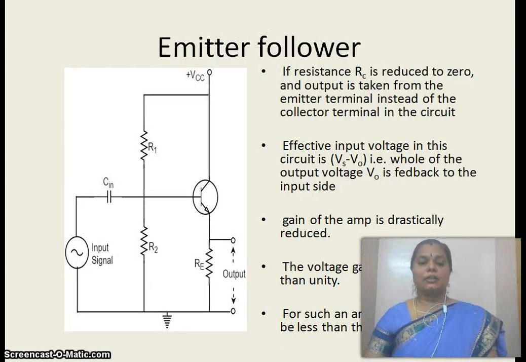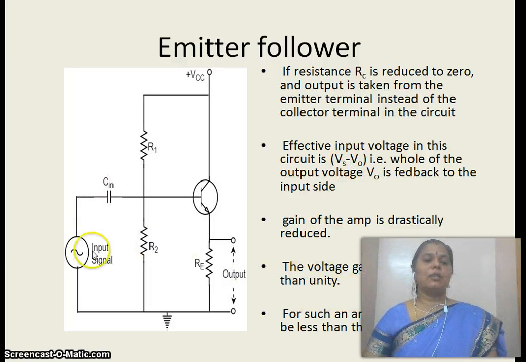The next circuit is the emitter follower circuit, where you could see again a voltage source with a transistor. But the only thing is, here the resistance which is connected in the collector part of the transistor is missing. So when RC is reduced to 0, the output is taken from the emitter terminal instead of the collector terminal. So what is the effective input voltage? All the V0 will be added with Vs. So Vs minus V0 is the resultant voltage. Since all the output voltage is added with Vs, the gain will be drastically reduced because V0 is with a negative sign, and the gain will also be less than unity.